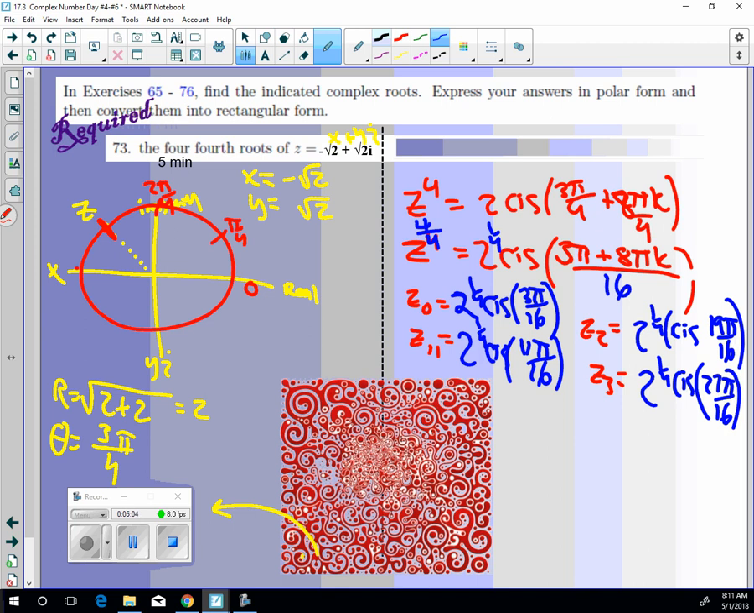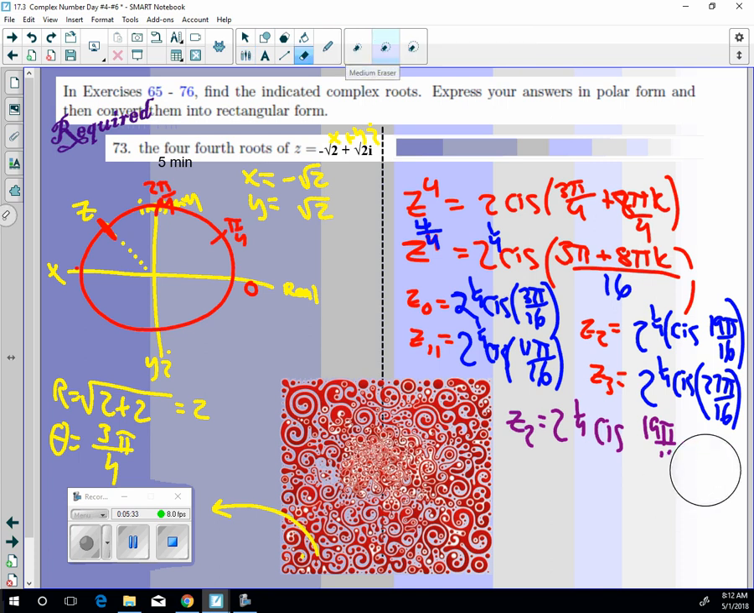Yes. You really should. So what Walker is talking about here is that Z2 is 2 to the 1/4 cis 19 pi over 16. Now that's bigger than pi, and it's actually not legal. So we're going to subtract 2 pi. How many pi over 16 is that if it's 2 pi? 32. So 19 minus 32, I think, is negative 13. So you're going to get negative 13 pi over 16. Is that right?